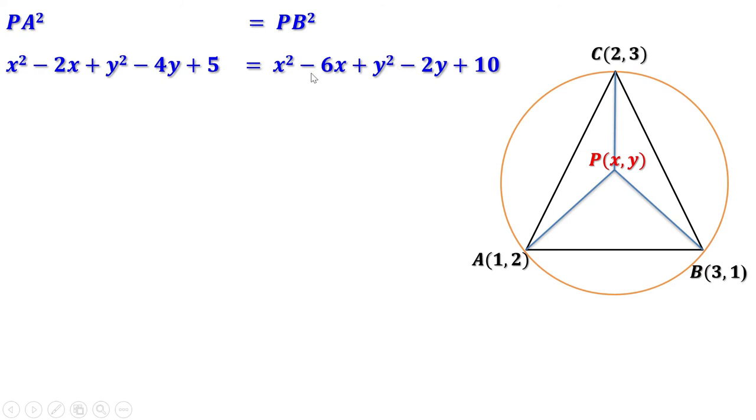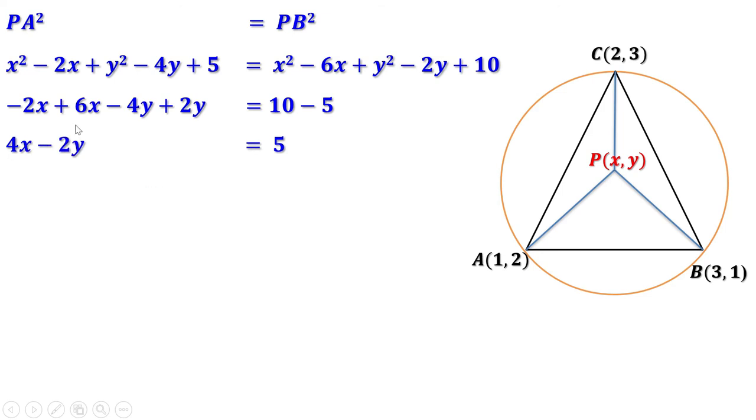Now let us take all the terms containing variables on this side. So we can write minus 2x plus 6x minus 4y plus 2y equals 10 minus 5. Minus 2x plus 6x is 4x. Minus 4y plus 2y is minus 2y. And 10 minus 5 is 5. So this can be written as 4x minus 2y equals 5.